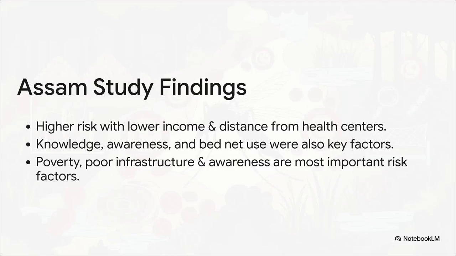Findings from a SAMS study: malaria occurrence was higher among participants who had lower incomes, lived in bamboo houses, and were located at a considerable distance from a health subcenter. Knowledge and awareness about malaria, number of mosquito bites per day, and use of bed nets were also associated with malaria occurrence. Variables related to poverty, poor health infrastructure, and awareness about malaria are the most important factors in minimizing the risk of malaria.